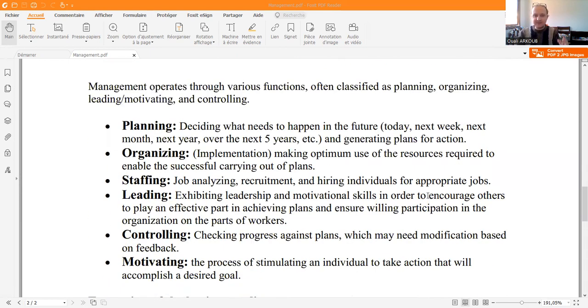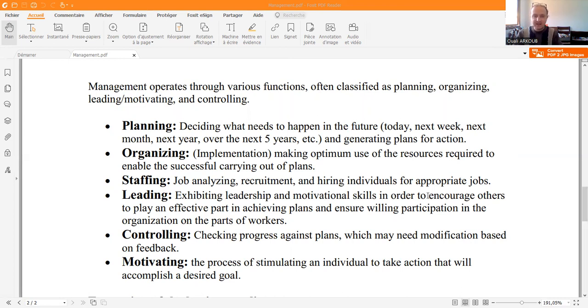Management operates through various functions, often classified as planning, organizing, leading or motivating, and controlling. We start with planning. The first function of management, planning, is deciding what needs to happen in the future. This future can be today, next week, next month, next year, over the next 5 years, etc., and generating plans for action. Organizing, or implementation: making optimum use of the resources required to enable the successful carrying out of plans. Staffing, job analyzing, recruitment, hiring individuals for appropriate jobs.